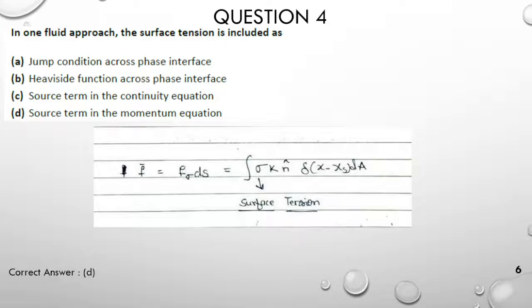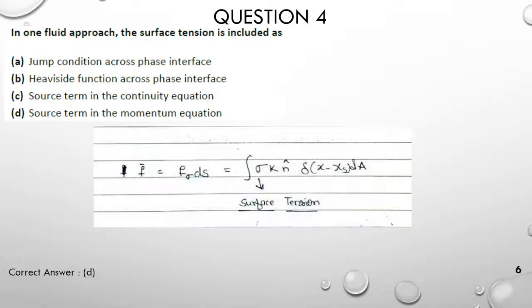In this previous question, you are not sure why B is not the correct answer. In the question they have asked: surface tension is included as a source term only in the momentum equation. The Heaviside functions across the phase interface are not required, since across the interface you need not satisfy the jump conditions. First of all, the Heaviside functions are mainly used to calculate the velocity.